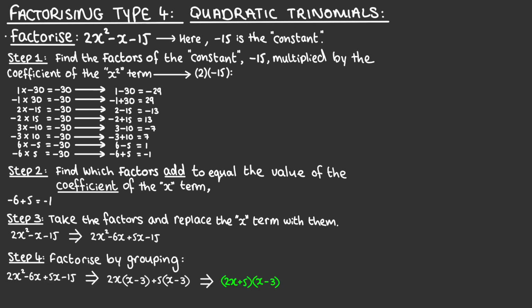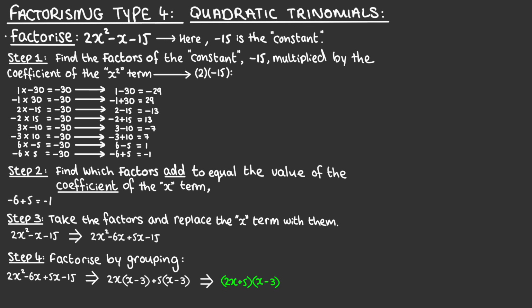From this point on, we then have to factorize by grouping. If you don't know how to do this yet, you can watch my previous video where I cover this in detail. So we take 2x as the highest common factor of 2x squared and minus 6x, and 5 as the highest common factor of 5x and minus 15. Then rearranging our grouped expression, we end up with 2x plus 5 multiplied by x minus 3. And this is our answer.